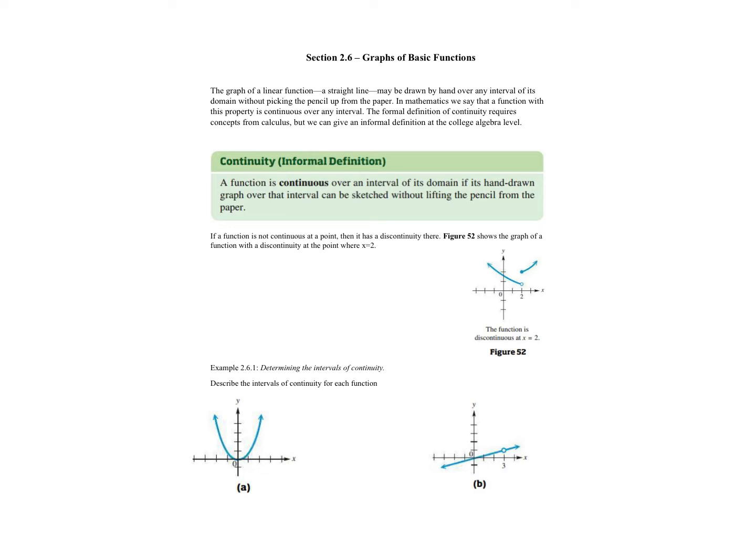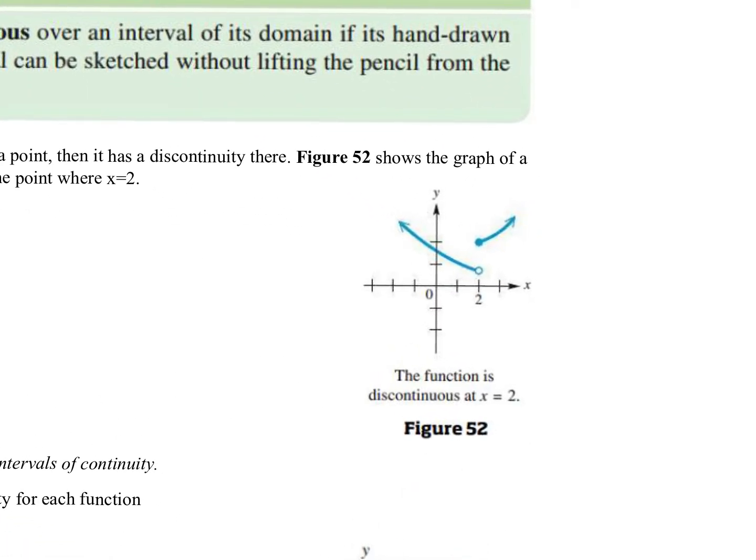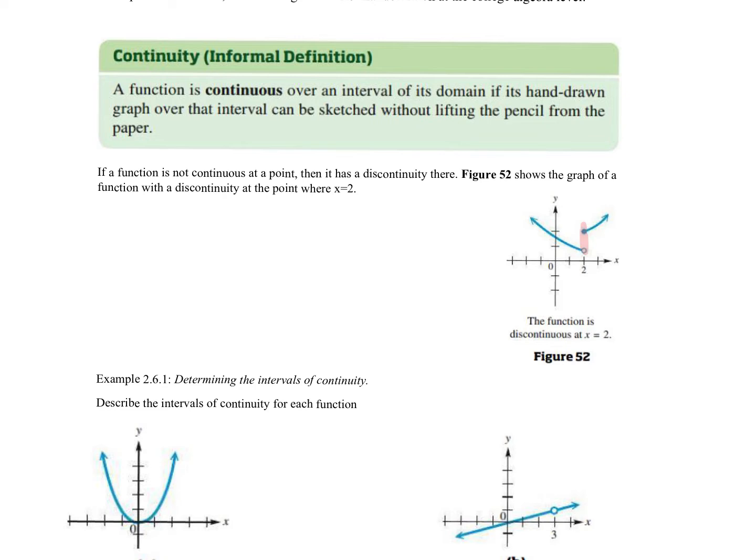So they've given us this example, and you can see that there is some break in my graph here at 2. And that break right there represents a discontinuity, which is a point where your graph is not continuous. Okay, so basically, wherever you see a break in your graph, you can mark that section as being discontinuous.